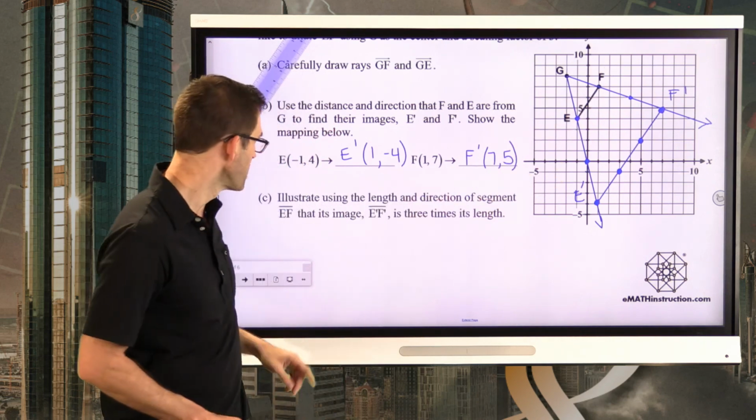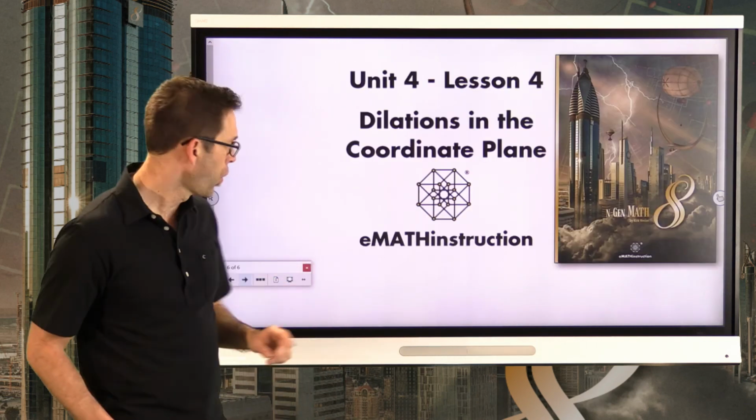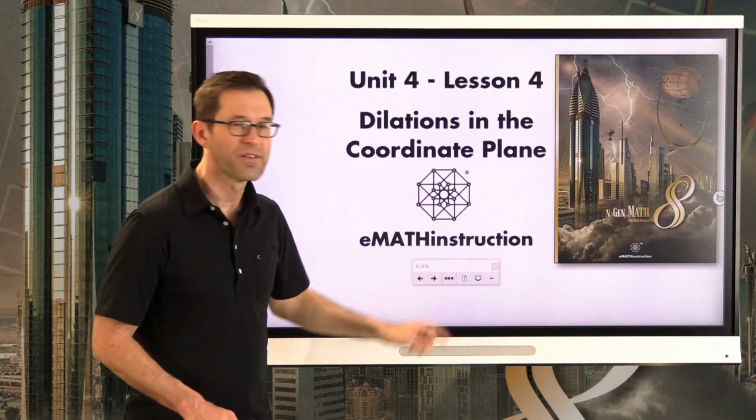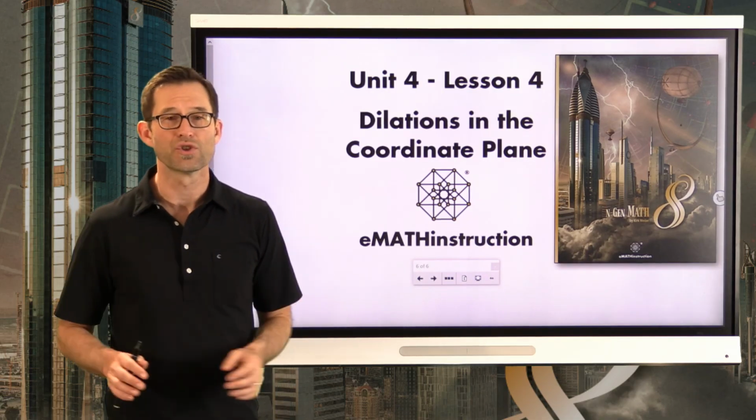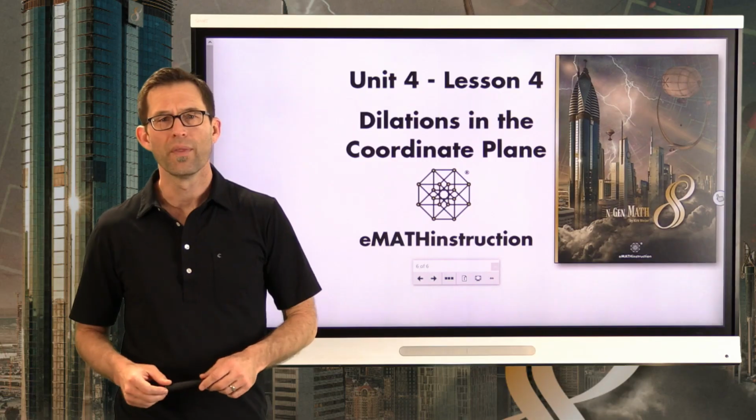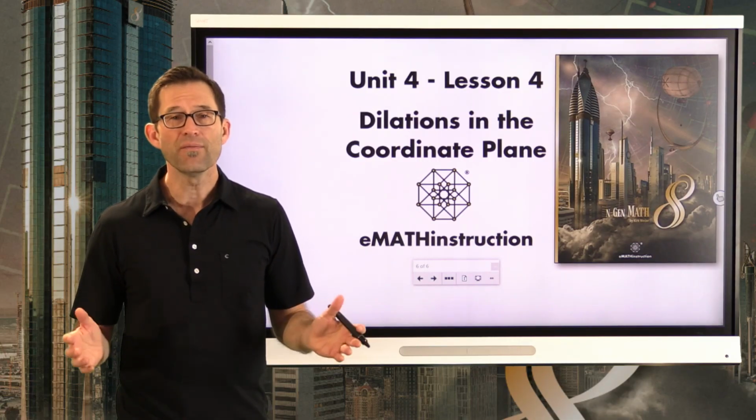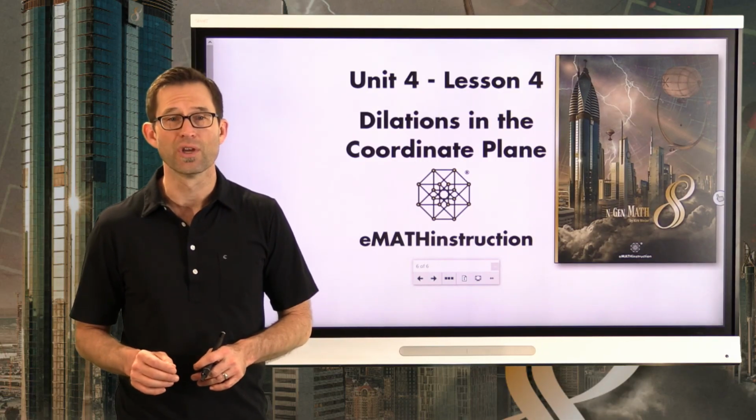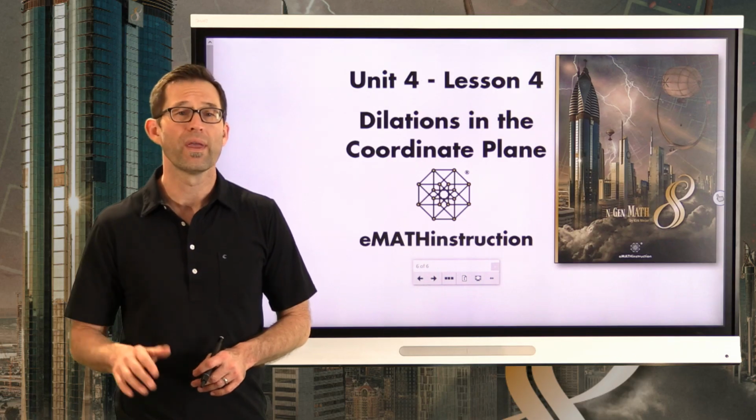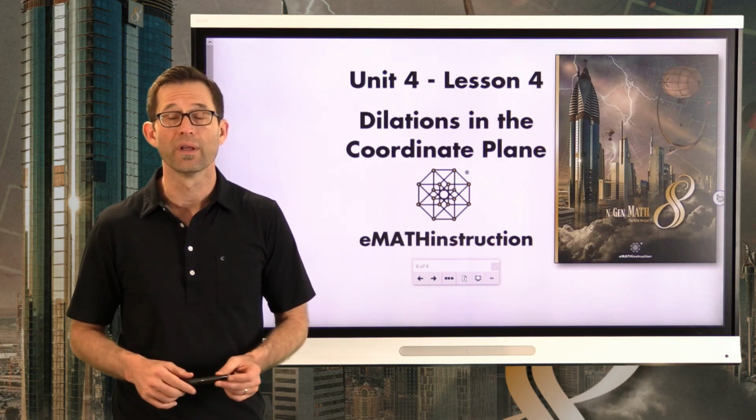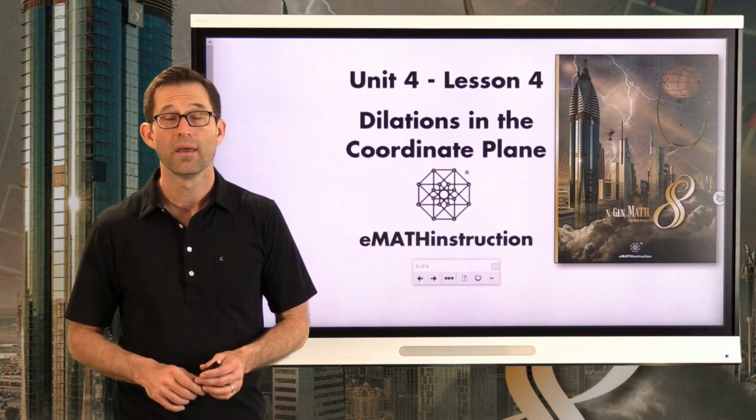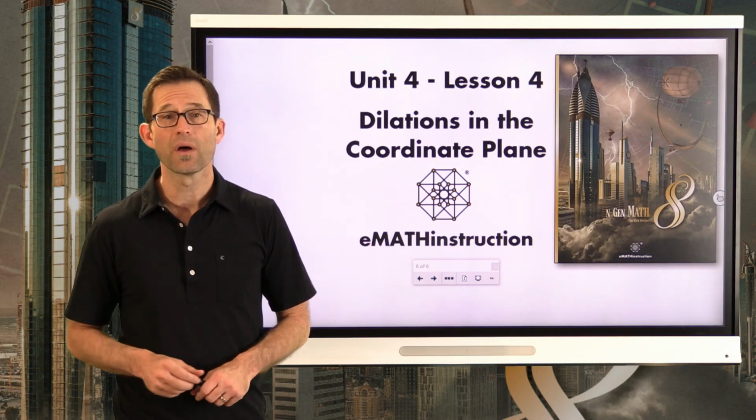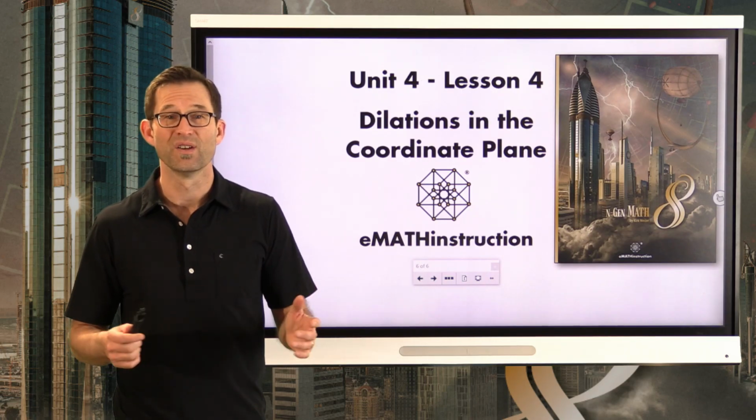All right, let's wrap this up. The coordinate plane is a fantastic place to do dilations, especially when their centers are at the origin. Because if the center of a dilation is at the origin in the coordinate plane, then all we have to do is multiply the x and the y coordinates by the dilation constant. It does become more challenging if the center isn't at the origin, but as we saw in the last exercise, we can still do it.